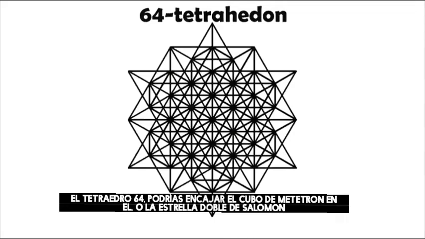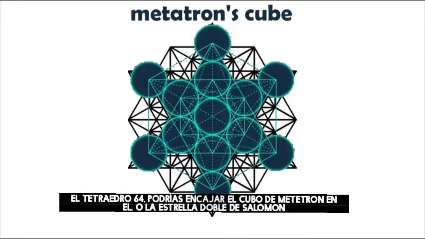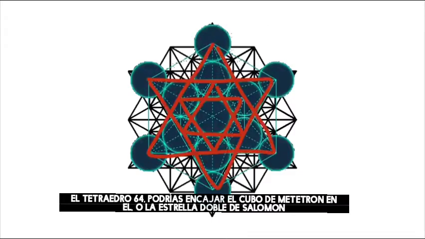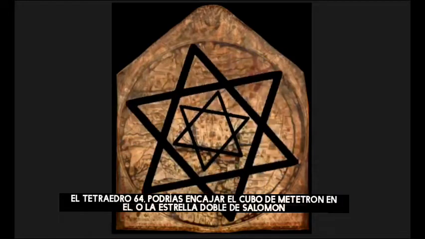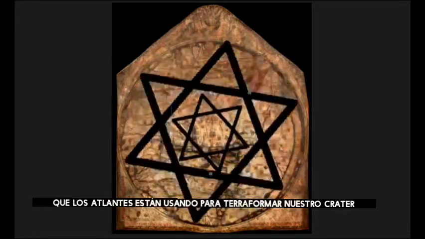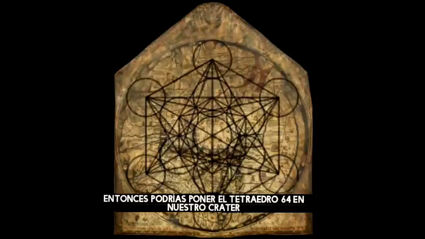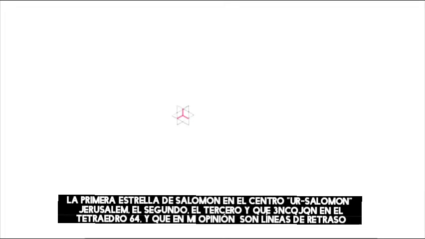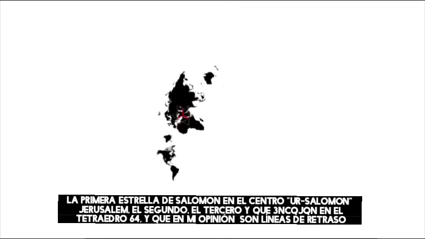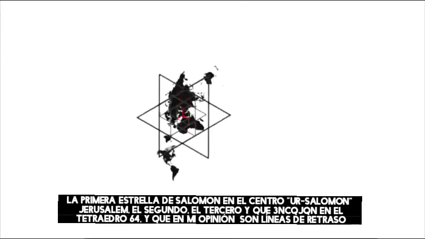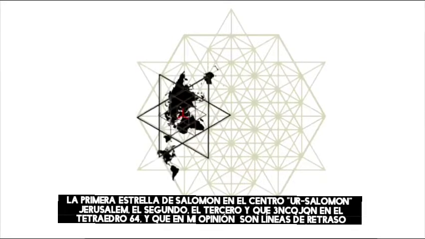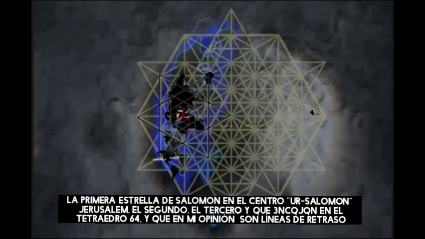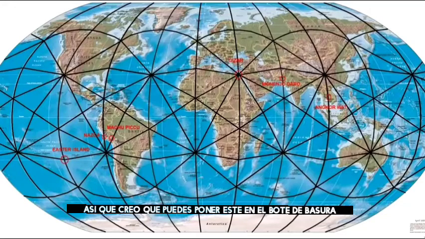The 64 tetrahedron. You could fit Metatron's cube in it, or the double Solomon star the Atlanteans are using to terraform our crater. So you could put the 64 tetrahedron on our crater. The first Solomon star within the center Solomon, Jerusalem. The second one, the third one, and that fits into the 64 tetrahedron, which is in my view the ley lines. So I think you can put this one in the garbage can.